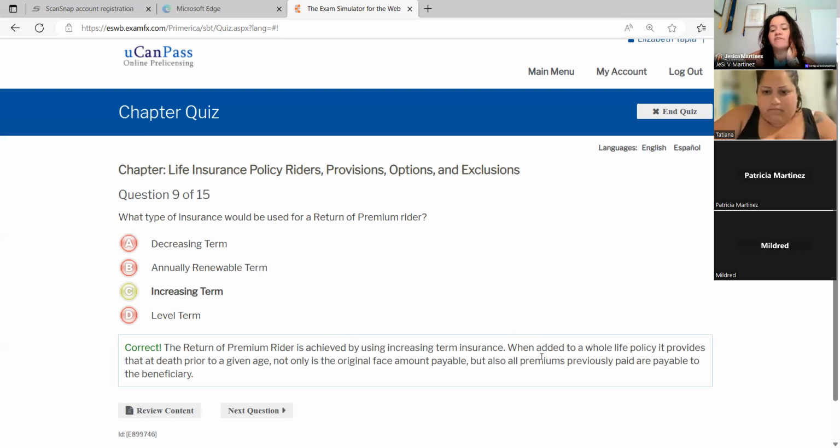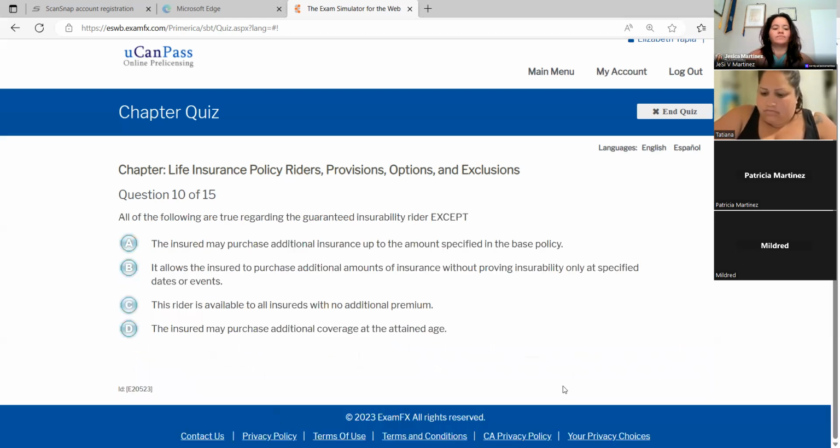The return of premium rider is achieved by using increase in term insurance. When added to a whole life policy, it provides that at death prior to a given age, not only its original face amount is payable, but also all premiums previously paid are payable to the beneficiary. So it's increase in term. Think return of premium rider, it's always increasing. Just think about being expensive.